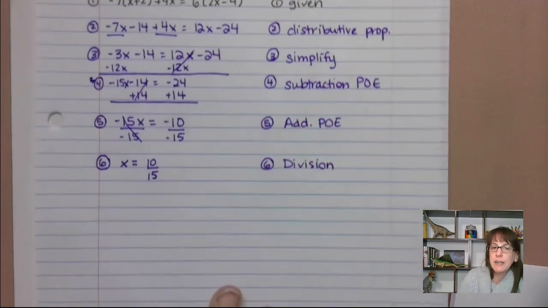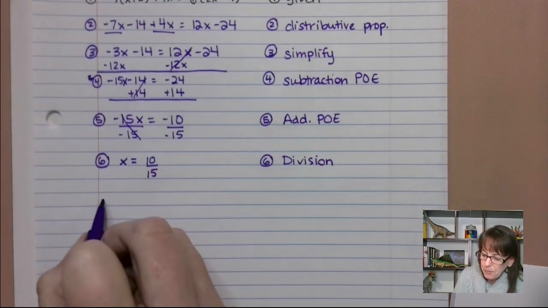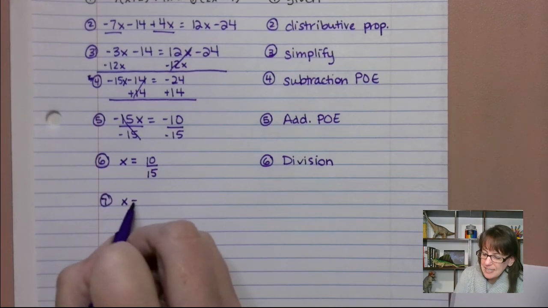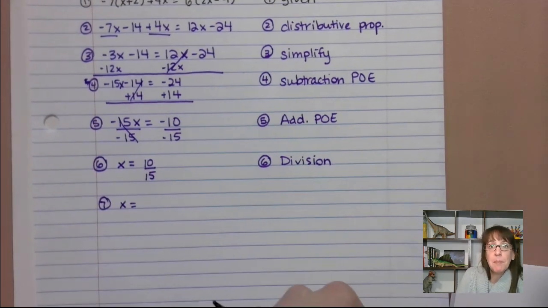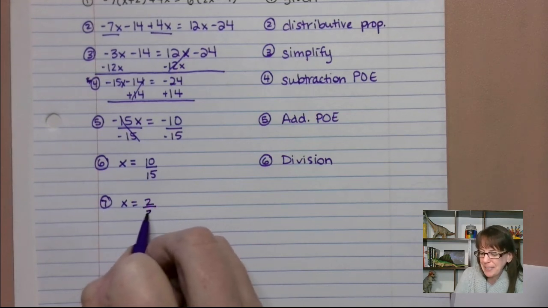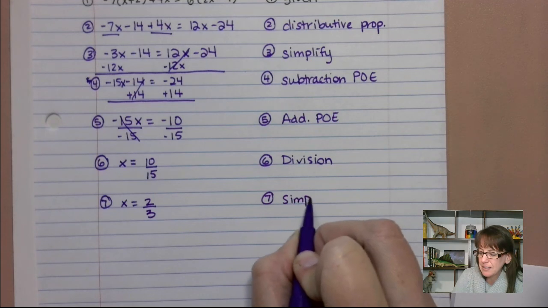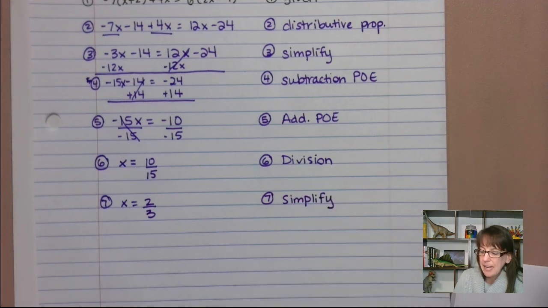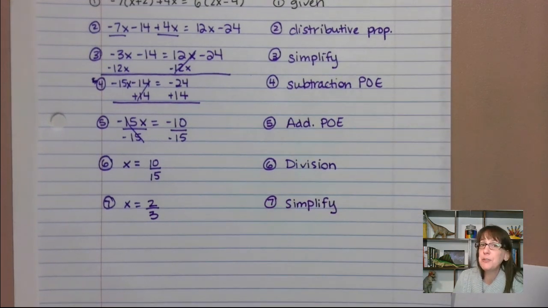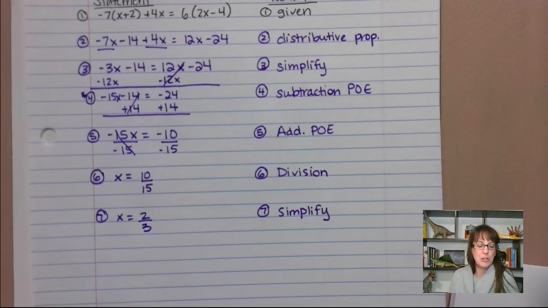Now, of course, you are not done, because remember, you can simplify this. So for number 7, we're going to say x equals, and if we divide both the top and bottom by 5, we end up with 2 over 3. So that would be for simplify. And there you have just done another two-column proof with algebra using the properties you have learned about in your reasons column. So good luck, and we look forward to seeing you next time.